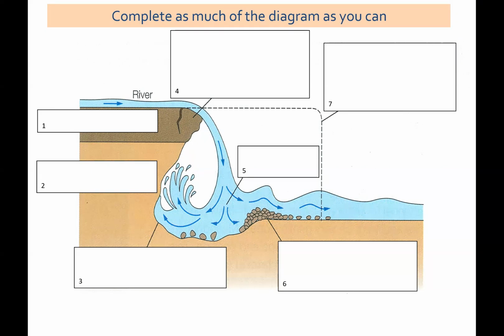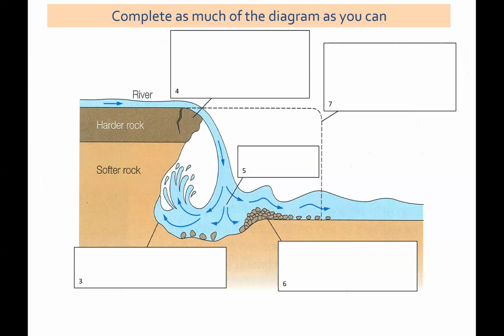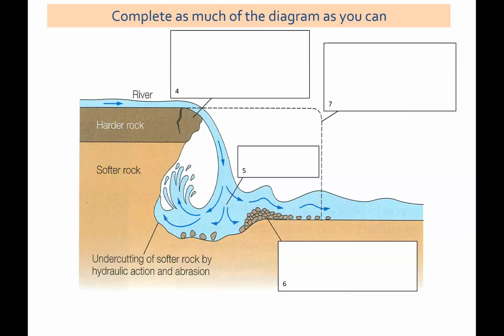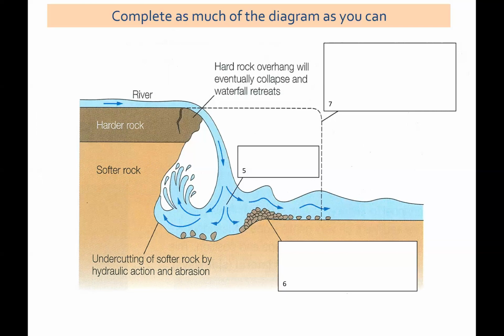So number 1, that is your harder rock, your more resistant rock. Number 2, that's our softer rock. Number 3, if you labelled that as your plunge pool, I'll let you have it. But you can also have the undercut of the softer rock by hydraulic action and abrasion, those types of erosion. Number 4, that is your overhang, so your hard rock overhanging that will eventually collapse and your waterfall will retreat.